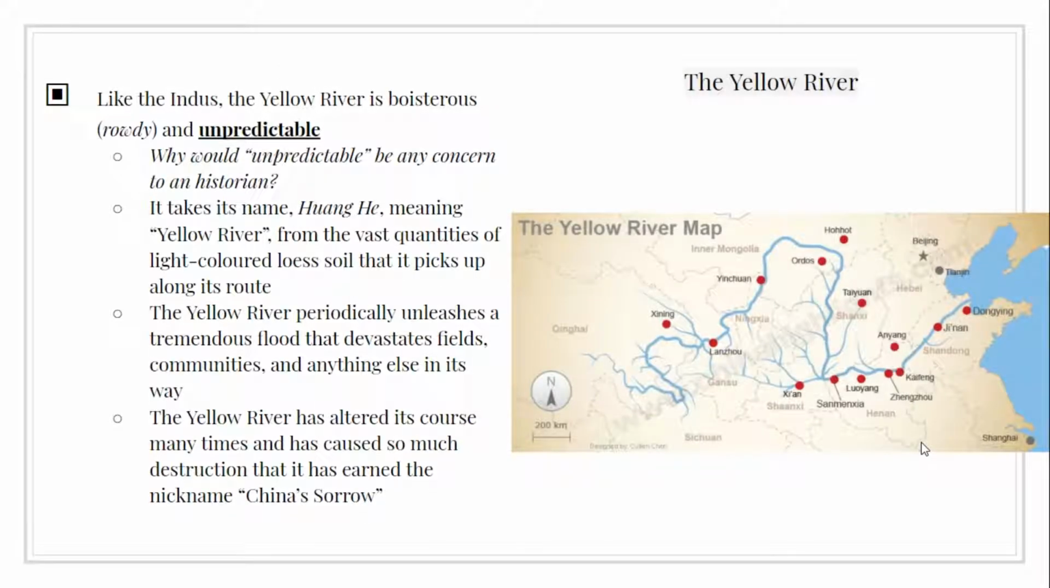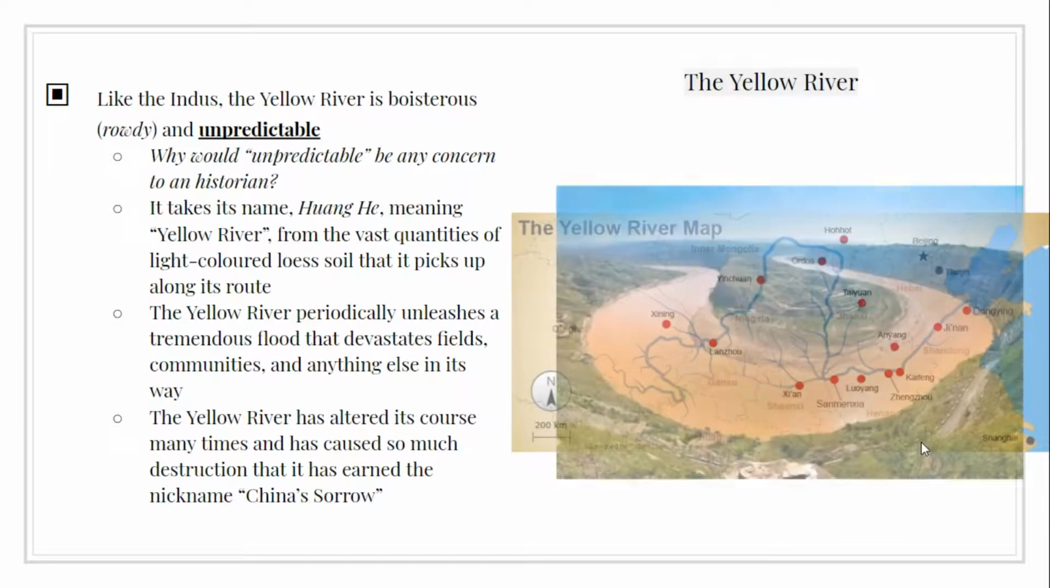And we're going to look at geography with the Yellow River. So like the Indus River in ancient India, the Yellow River is boisterous and unpredictable. Why would unpredictable be any concern to a historian? Keep that in mind. It takes its name, Yellow River, or Huanghe, from the vast quantities of light-colored soil that is getting picked up along its route. So it kind of turns the water yellowish.